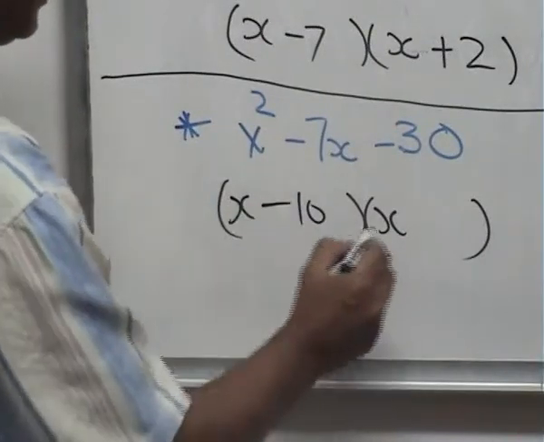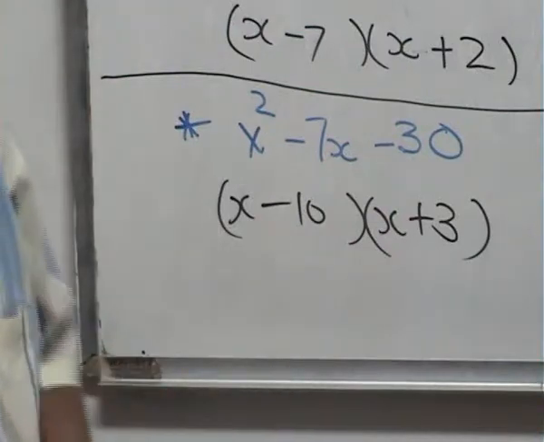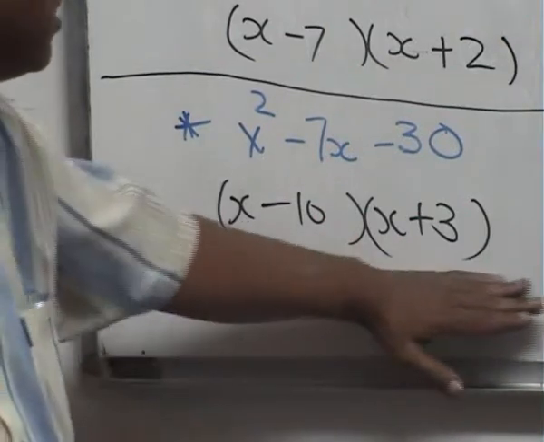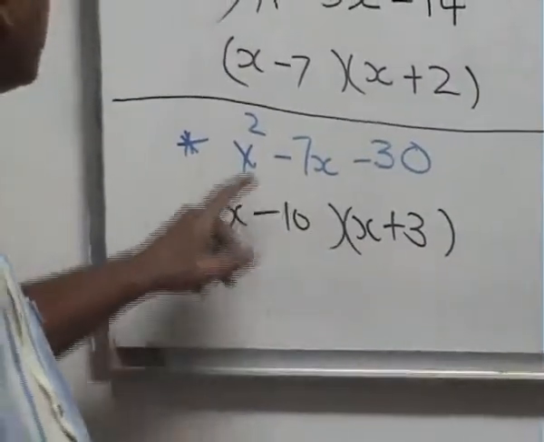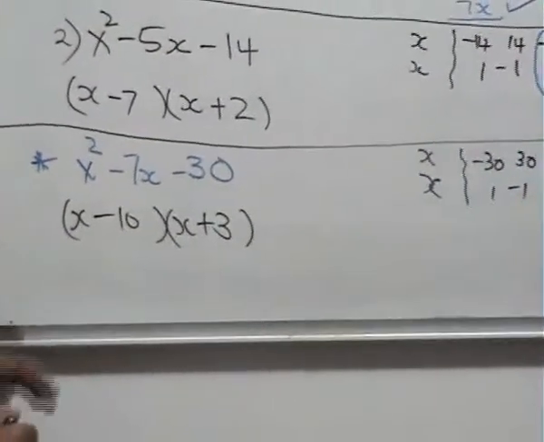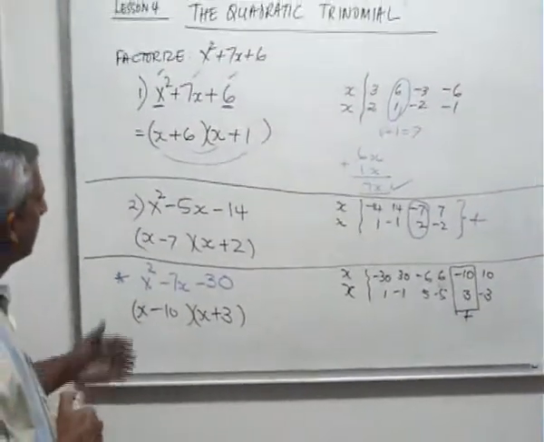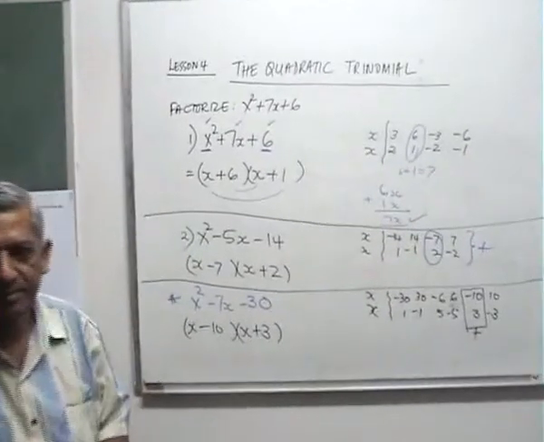Minus 10 here and plus 3 here. Now remember, I'm doing the most basic quadratic trinomials. Once again, if you test this by doing the products step by step, you will get that. Alright? So this is the most basic of quadratic trinomials, and once you can do the most basic, we'll take you one step further.